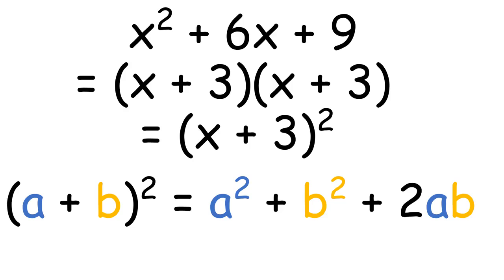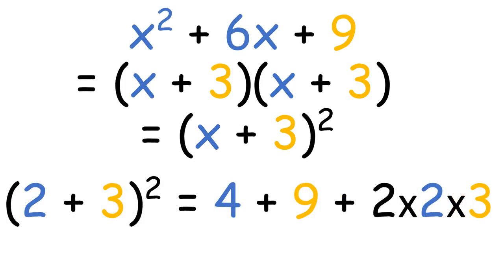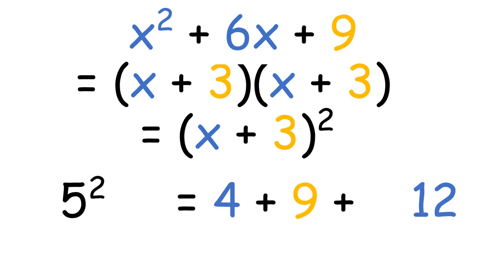And in this case, for a, we'll use the value 2 instead of x, and we'll leave b with the value 3 like we had before. 2 squared is 4, 3 squared is 9, and 2ab is 2 times 2 times 3. Well, we can easily work out that our 2 plus 3 all squared is 5 squared, and 2 times 2 times 3 is 12.